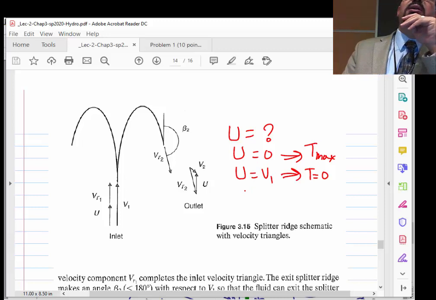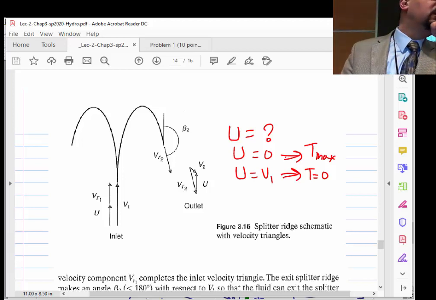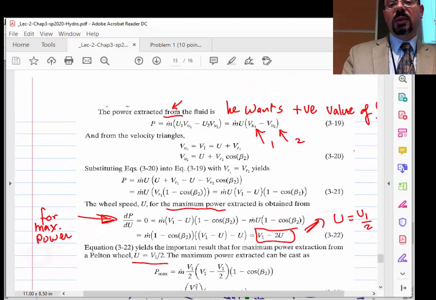So the truth should be in the middle. And to find the maximum of anything, what do you do? You write the equation for that thing in terms of the other thing. So you write the power in terms of U. You find the equation between power and U, then you differentiate the power with respect to U and set it equal to 0, and you'll get the point of maximum power, right? And that's what he does on the next page.